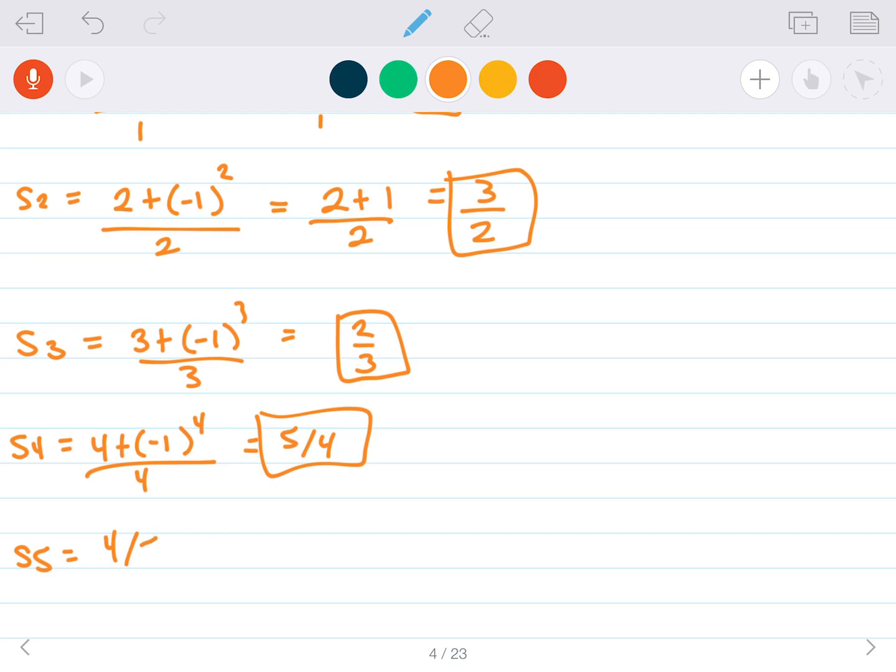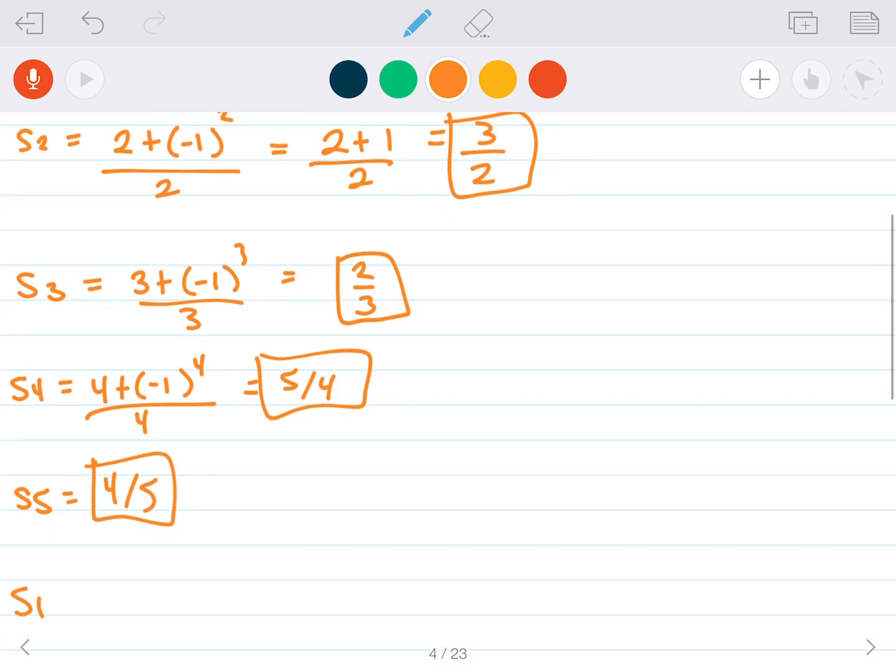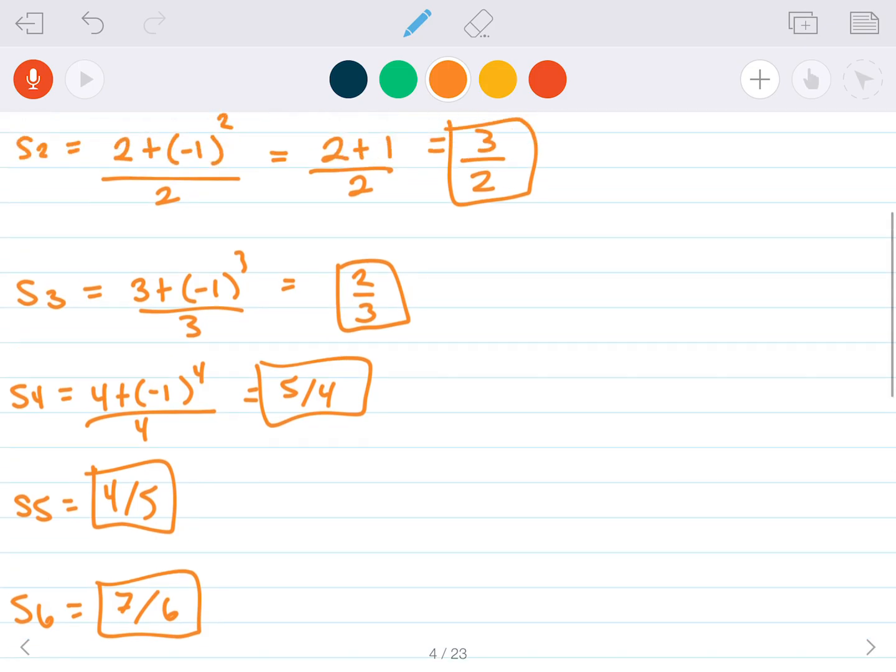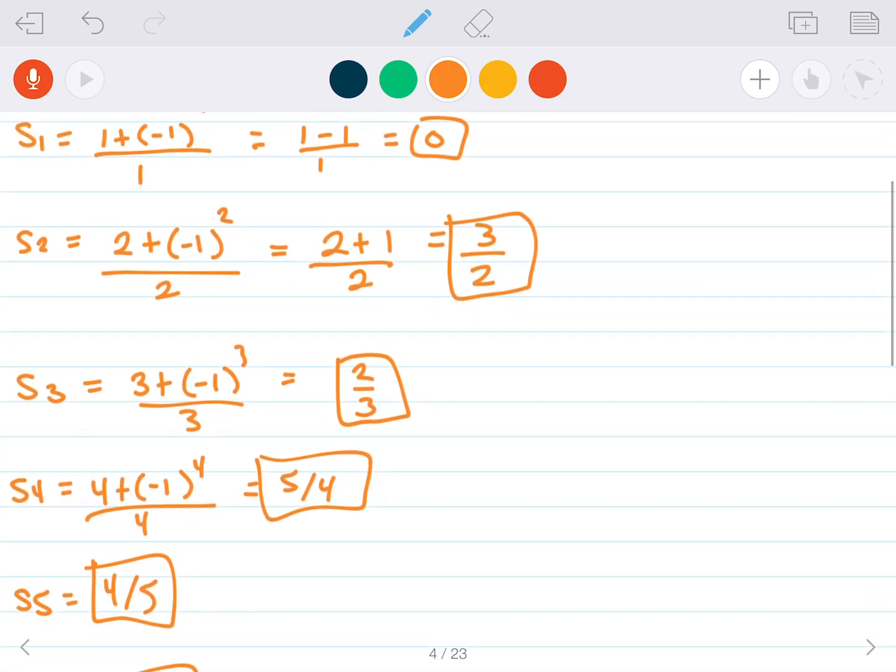I'm just going to give you guys these last 2 answers just because it's getting a little bit repetitive. But anyway, these are the first 6 terms in our sequence.